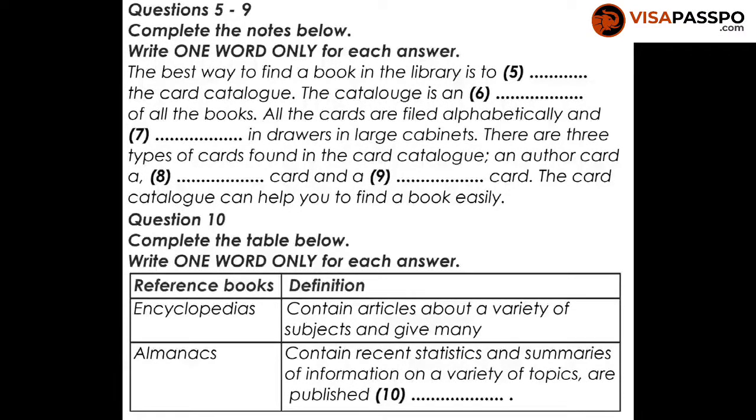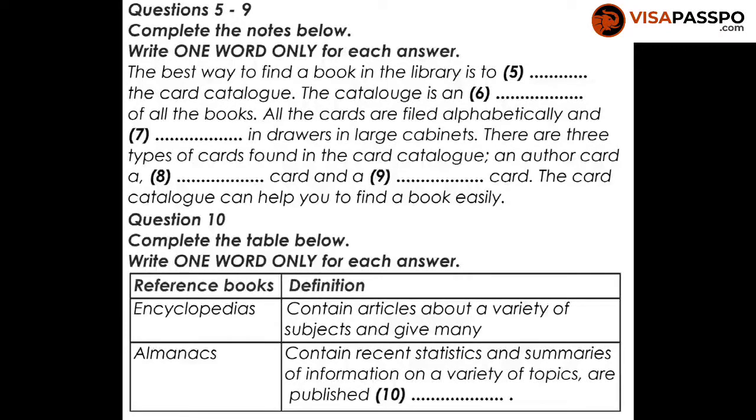First, dictionaries. Dictionaries are books that list and give the meanings of the words in a language. They also give the pronunciation of words, and the words in a dictionary are listed alphabetically. Second is encyclopedias.